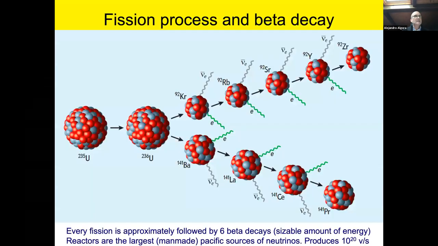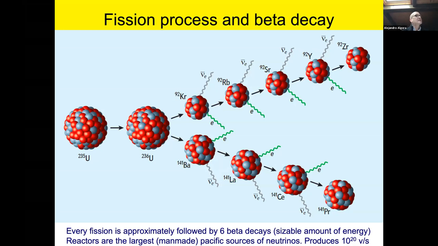So the first thing I need to mention is, of course, that we use reactors to produce energy, and in reactors we use fission, and every fission is approximately followed by 6 beta decays, which means that a sizable amount of energy is released through the beta decay of the fission products. That amounts to approximately 7–8% in a working reactor, but this becomes dominant when you stop a reactor. This is from the perspective of the decay heat.